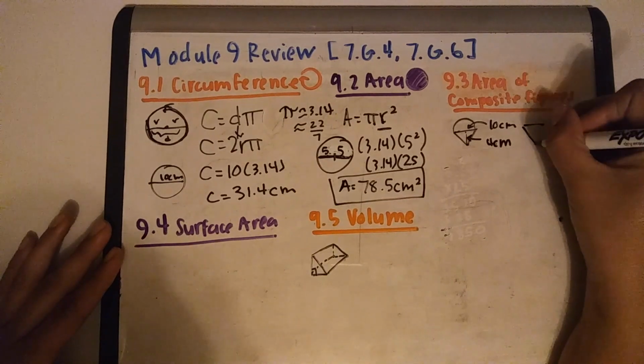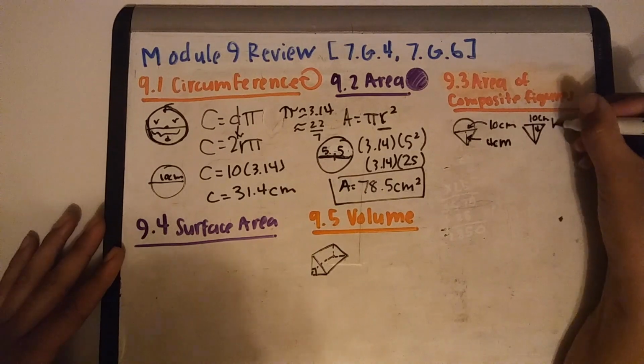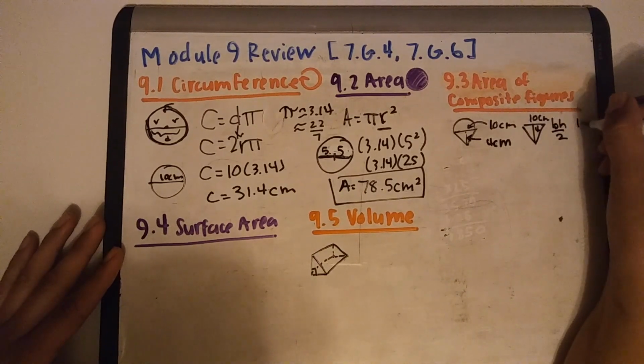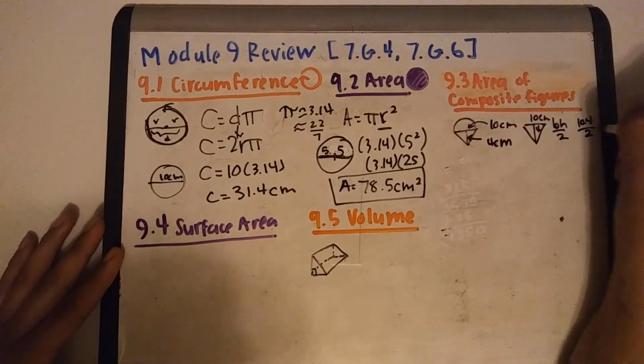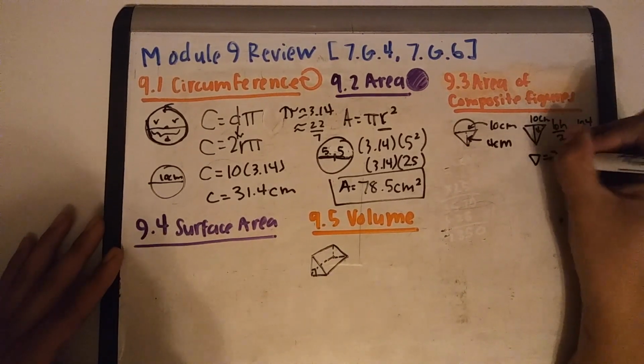So the triangle looks like so. So this is 10 centimeters and my height is 4. So I'm going to do base times height divided by 2. So I go 10 times 4 divided by 2. That's 40 divided by 2. That's 20 square centimeters for the triangle, right?